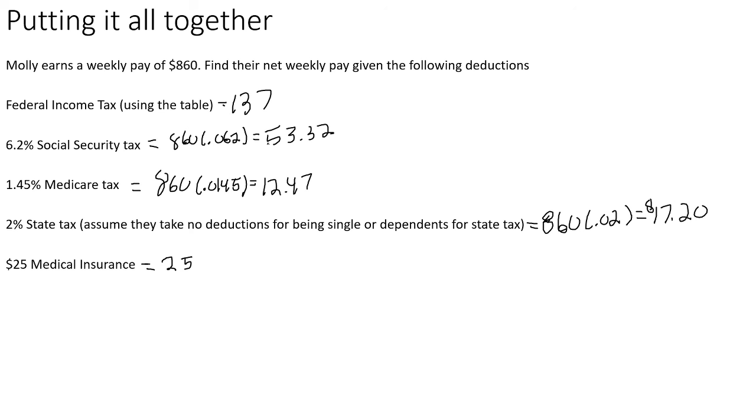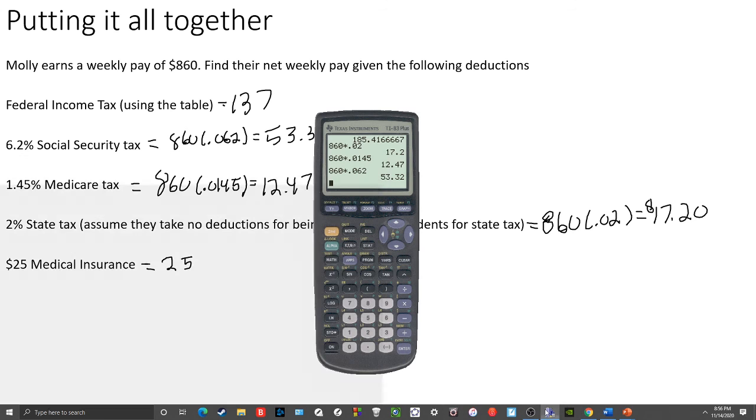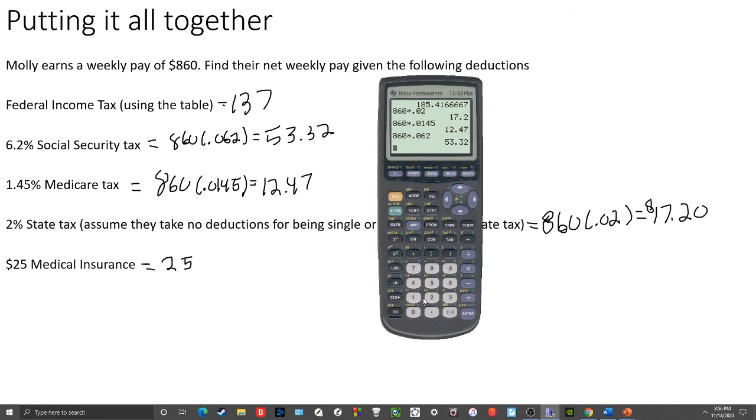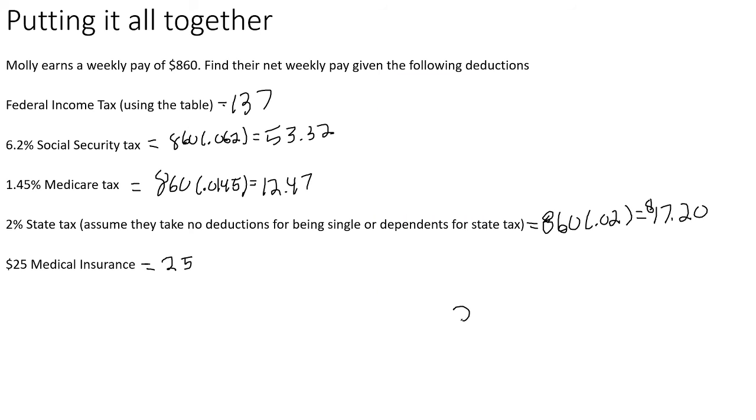All right. Again, if you need help seeing this, let me know, and I can get on a Zoom call real quick, or maybe we can do it on the next Zoom call. And I can show you exactly how to read that table. But all that's now left to do is we're going to add all these up. So we add all up these values, and we're going to figure out her weekly deductions. So 137 plus 53.32 plus 12.47 plus 17.20 plus 25, and we get a grand total of $244.99. So just shy of 245.